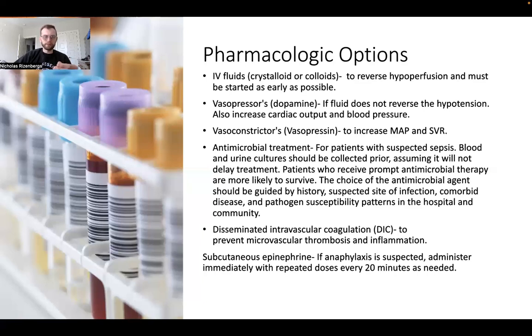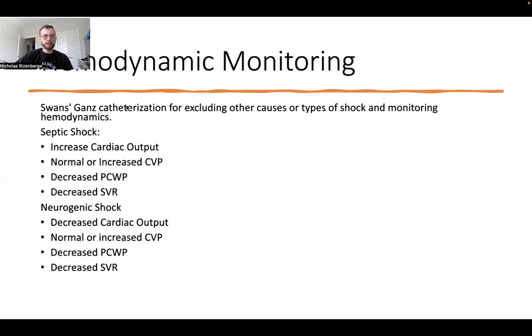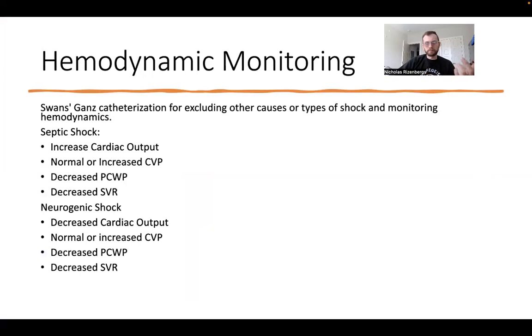Disseminated intravascular coagulation, that's another one we haven't seen yet, or DIC, to prevent microvascular thrombosis and inflammation. So that would be a big one for the anaphylactic there, because there's a lot of inflammation already. That's an allergic response. Subcutaneous epinephrine, if anaphylaxis is suspected, administer immediately with repeated doses every 20 minutes as needed. And that's the big one for anaphylaxis. So hemodynamic monitoring, again, Swan-Ganz catheterization to identify the different types of shock and monitor the hemodynamics.